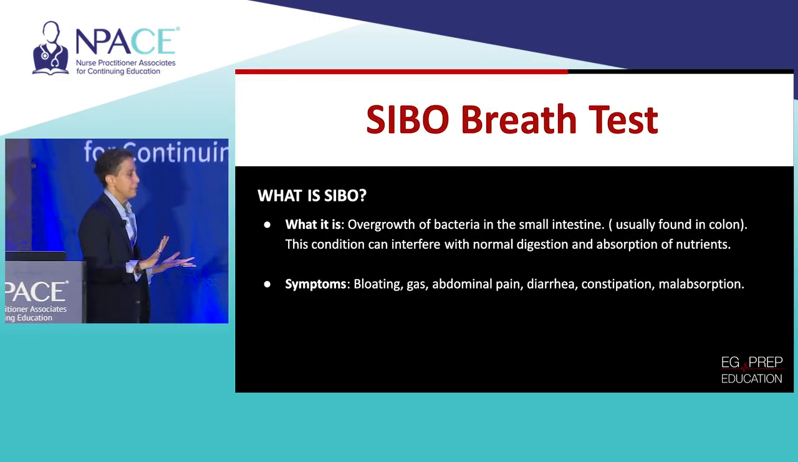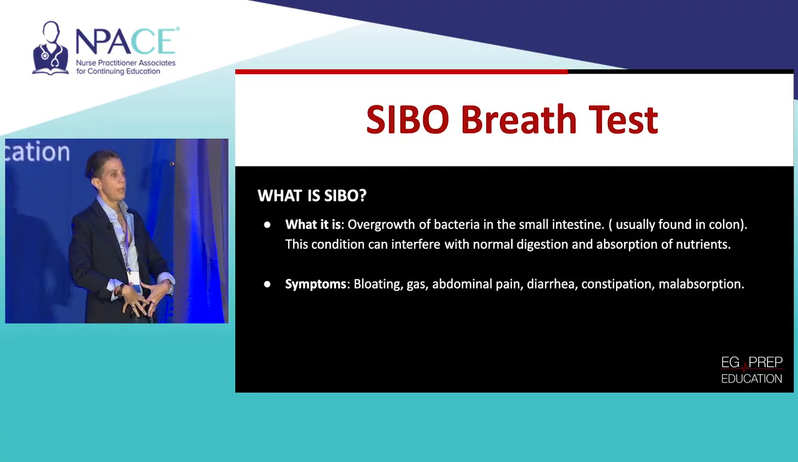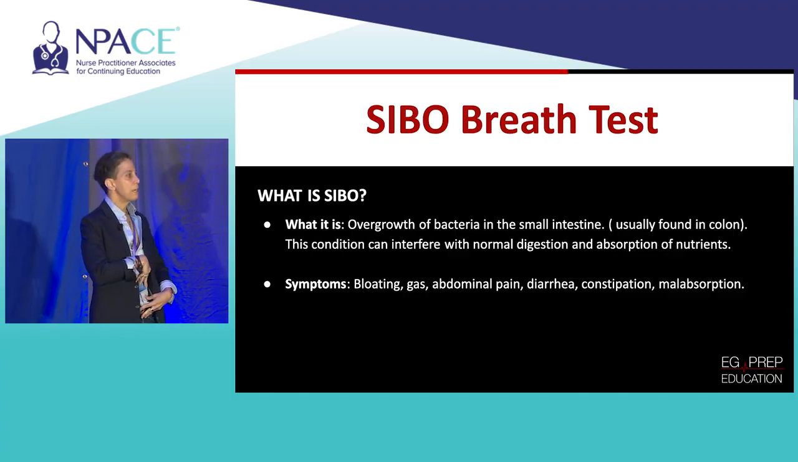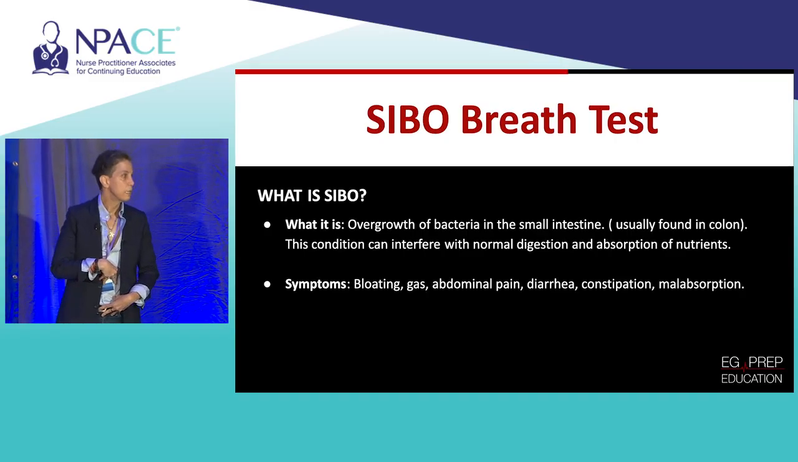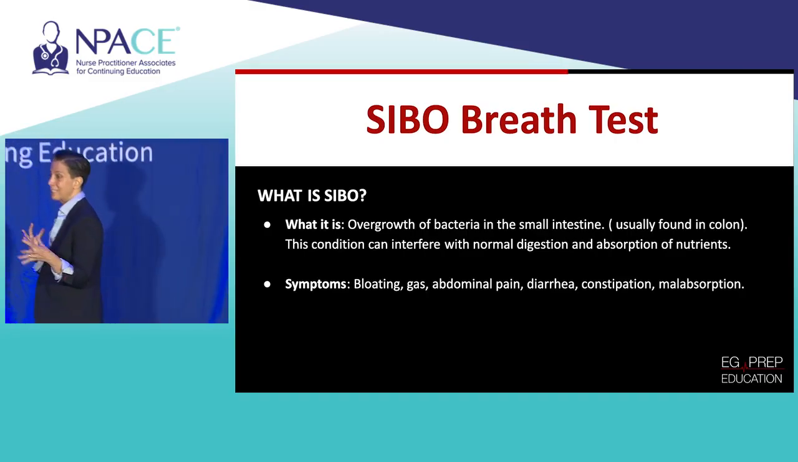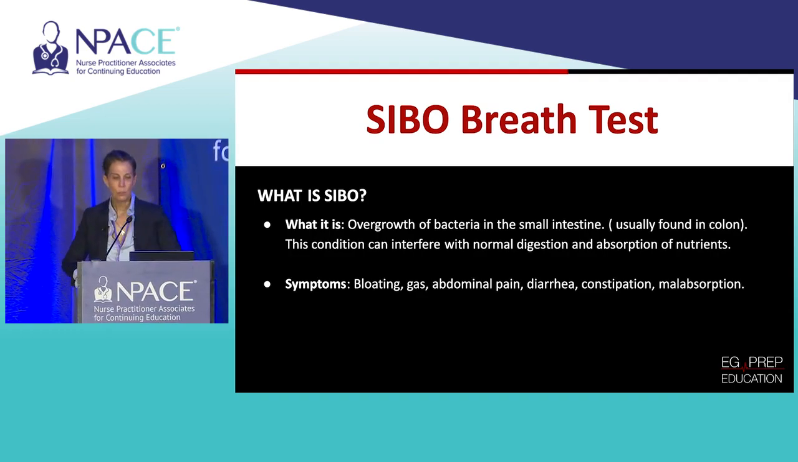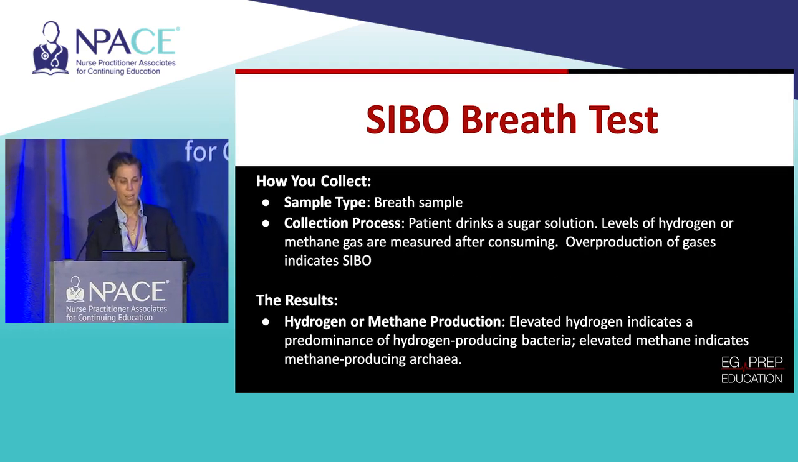SIBO breath test. Small intestinal bacterial overgrowth. We're supposed to have some certain bacteria here that are not supposed to go up into the small intestine. And when they do, it's a problem. This is a breath test that you do. So the patient that comes here: bloating, gas, no matter what I eat, I'm constantly bloated. I've been to the GI, I've done everything.